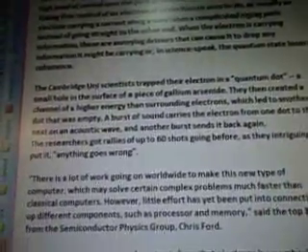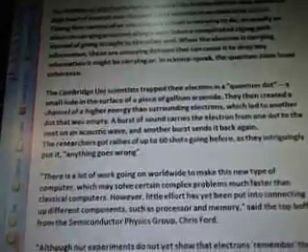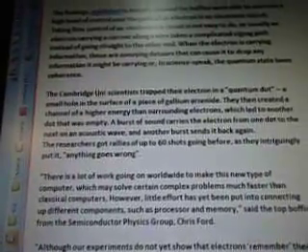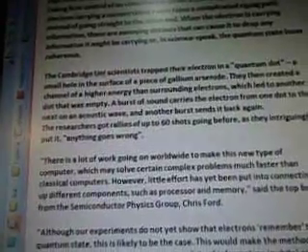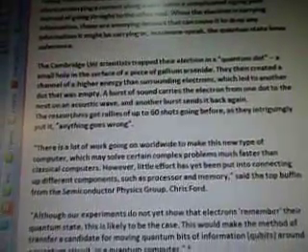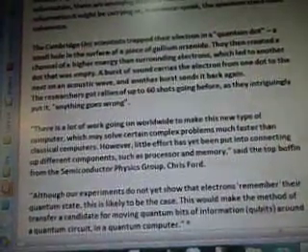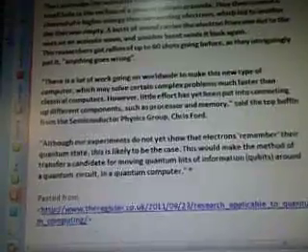The Cambridge Uni scientists trapped their electron in a quantum dot, a small hole in the surface of a piece of gallium arsenide. Then they created a channel of a higher energy than surrounding electrons, which led to another dot that was empty. A burst of sound carries the electron from one dot to the next on an acoustic wave, and another burst sends it back again. The researchers got rallies of up to 60 shots before, as they intriguingly put it, anything goes wrong.